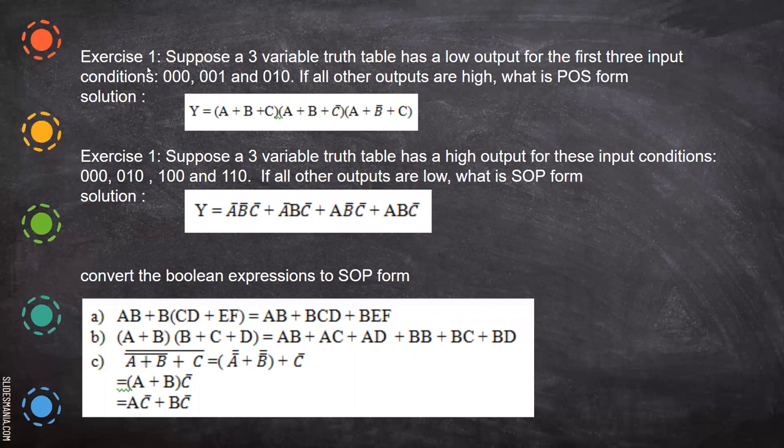SOP solution. Then suppose a three variable truth table has a low output for the respective inputs. If all the other outputs are high, what is the POS solution? So take down this problem, work it out and make it an assignment, right?